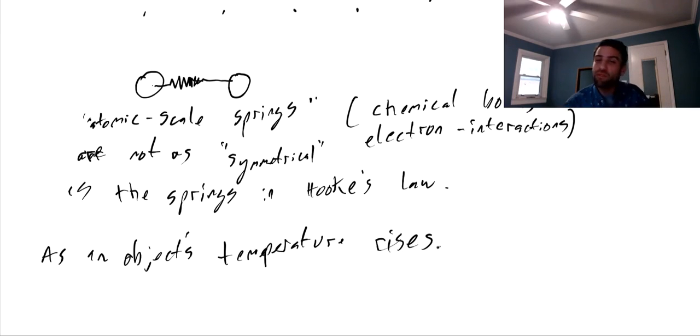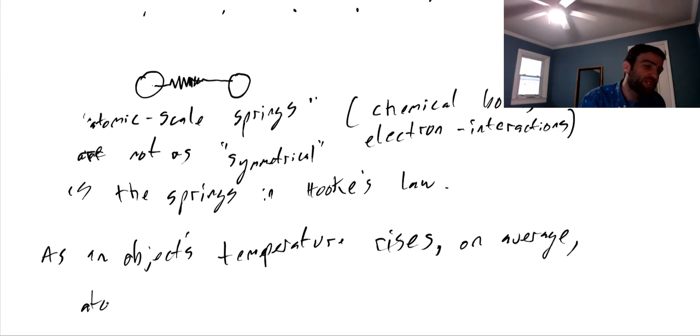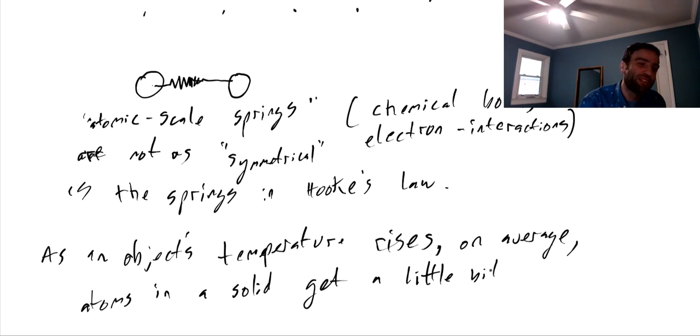well, what does it mean for the temperature to rise? The internal kinetic energy of that object is going to go up, and so these atoms are wiggling and dancing with bigger and bigger amplitude oscillations. But because the springs are not symmetrical, as the temperature rises, on average, atoms in a solid get a little bit farther apart.